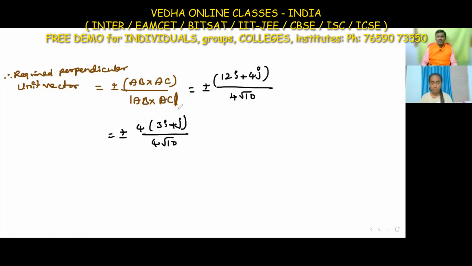We can cancel the 4 and 4. So the final answer is plus or minus 3i plus j, whole divided by root 10. This is the required solution.